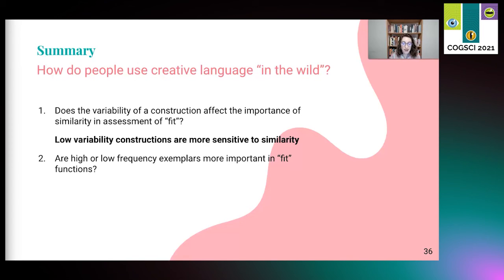Our second question asked whether high or low frequency exemplars matter more in fit functions, and we found that novel creative coinages emerge near other low frequency expressions in semantic space. This hypothesis was inspired by research on morphological productivity, and it's a novel finding in the area of semantic generalization of language.